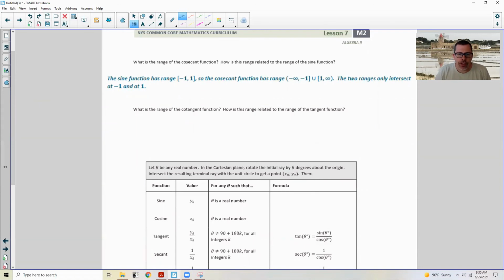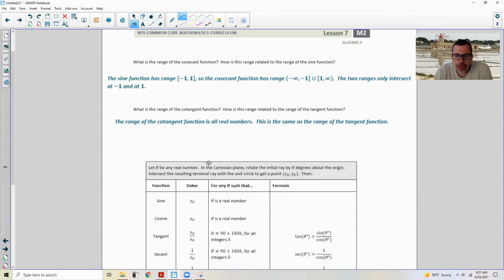All right, now it says, what is the range of the cotangent function? How is this range related to the range of the tangent function? Okay, so the range of the cotangent function is the set of all real numbers. This is the same as the range of the tangent function.